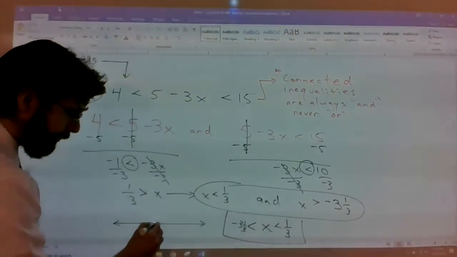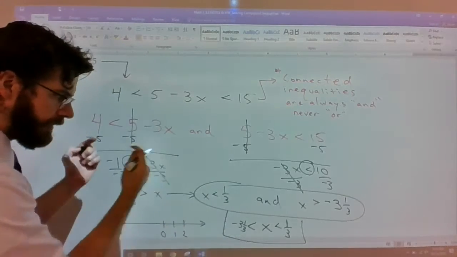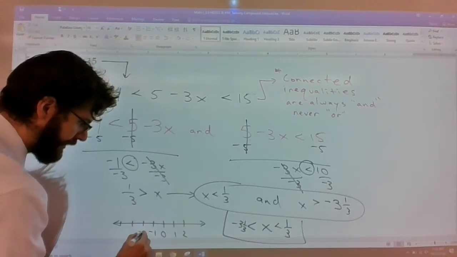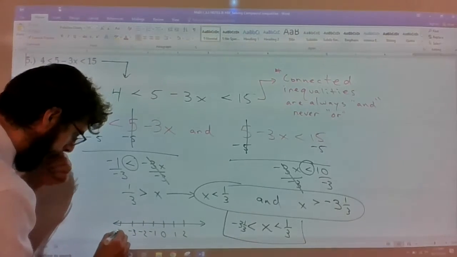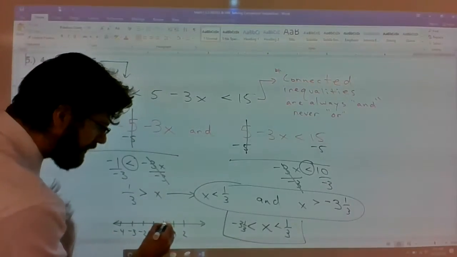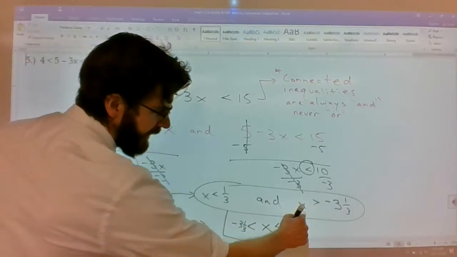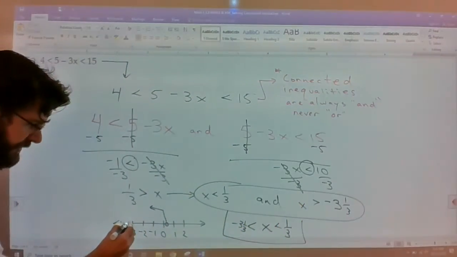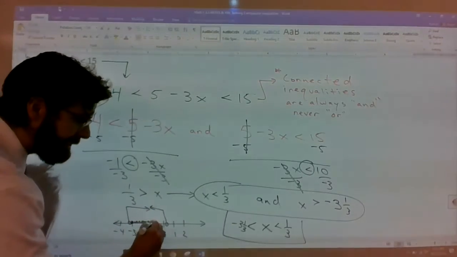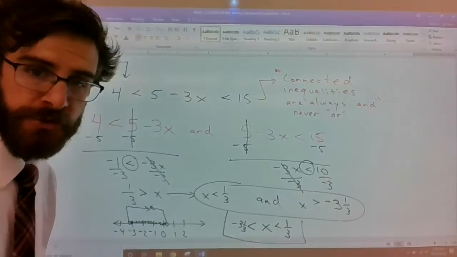If you recall, the graph for these is generally shade what's between. And that's exactly what we're going to do here. 1/3 would be about right here, open circle. Looks like we're less than, so it's going this way. x is greater than negative 3 and 1/3, so it's about here. It's going this way. You'd shade between, because and means what they share. And means the intersection of the two solution sets.